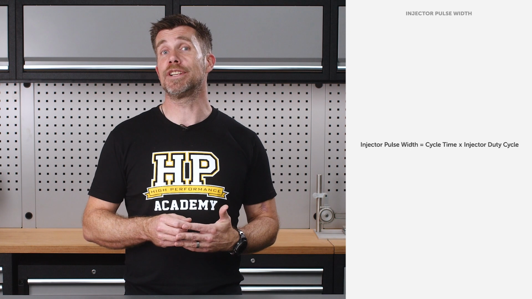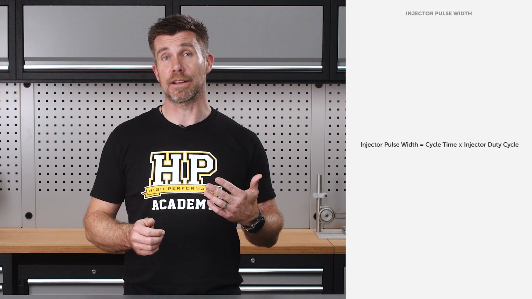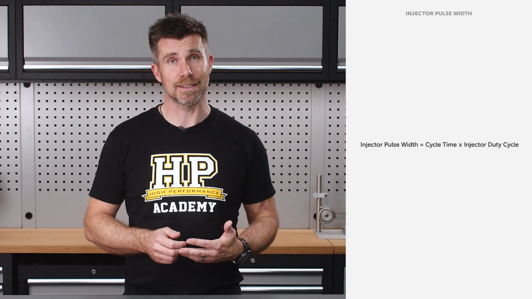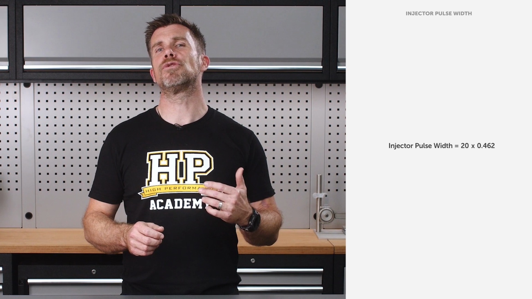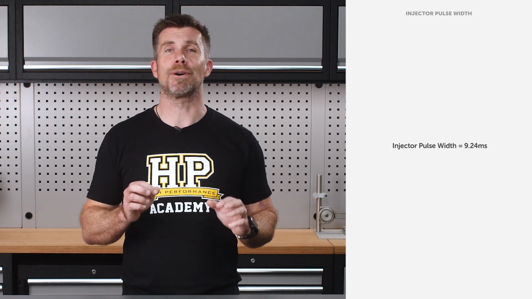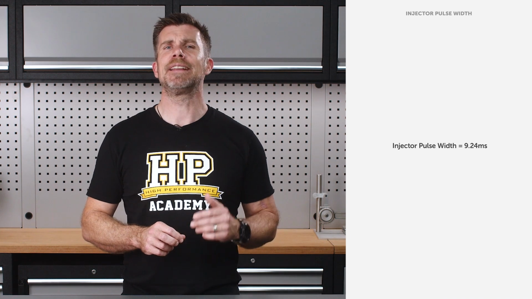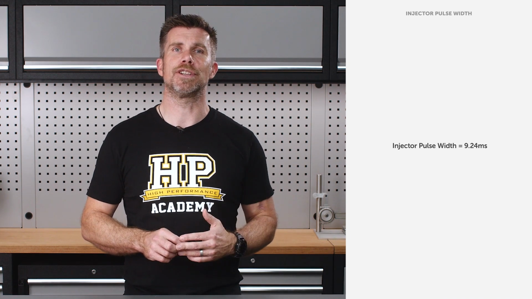We know that our injector duty cycle needs to be 46.2%, and we calculated the cycle time to be 20 milliseconds. So if we put these numbers into the equation, we get an answer of 9.24 milliseconds. So this is the final result that the ECU will calculate, and now we have an actual injector pulse width that can be sent to the injector.